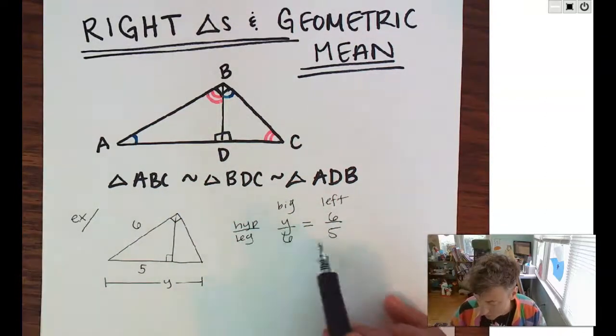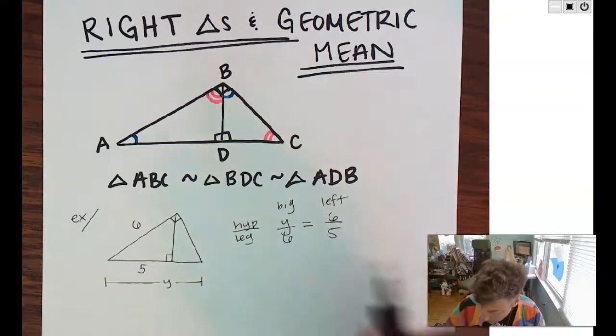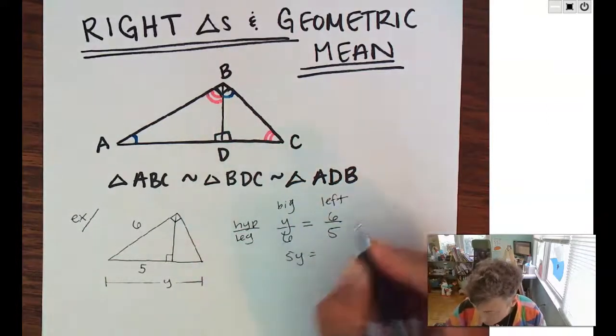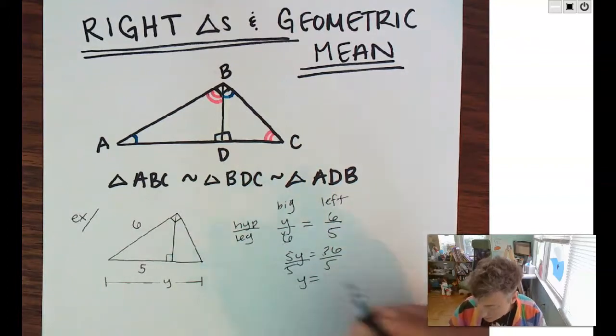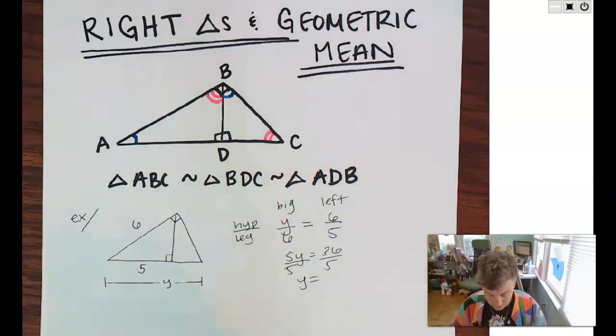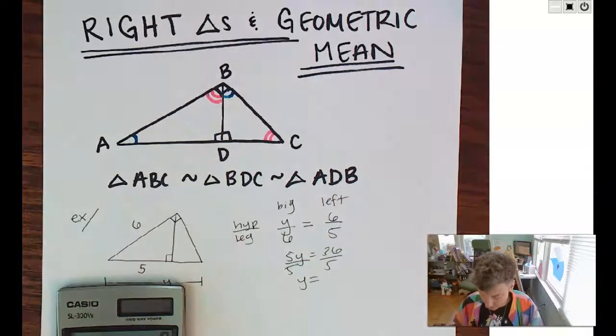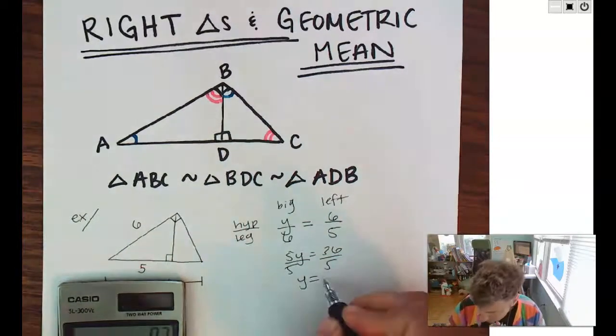So we solve this real quick. We're going to cross multiply 5 times y. It's going to be 5y. 6 times 6 is 36. Divide by 5. Divide by 5. We get y equals 36 divided by 5. We'll pull out our handy dandy calculator. And we get 7.2.